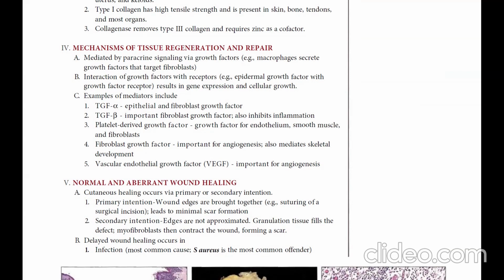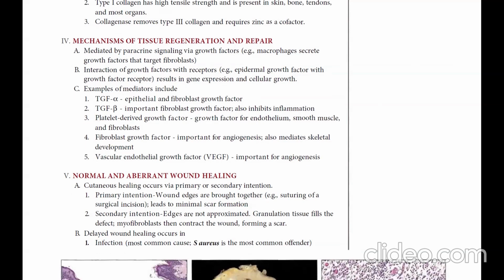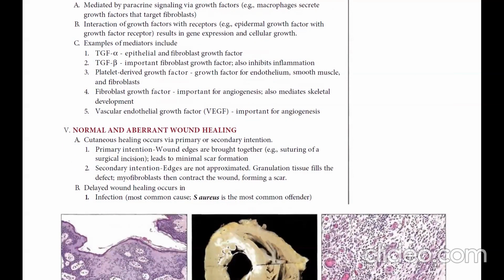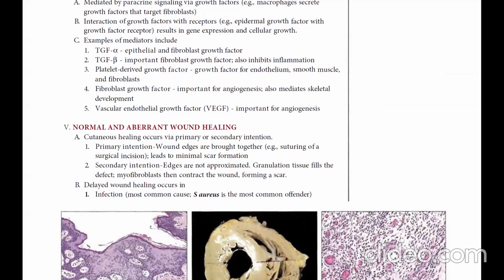Transforming growth factor beta is important for fibroblast growth and also inhibits inflammation. Platelet-derived growth factor acts on endothelium, smooth muscle, and fibroblasts. Fibroblast growth factor is important for angiogenesis and also mediates skeletal development. Vascular endothelial growth factor is important for angiogenesis.